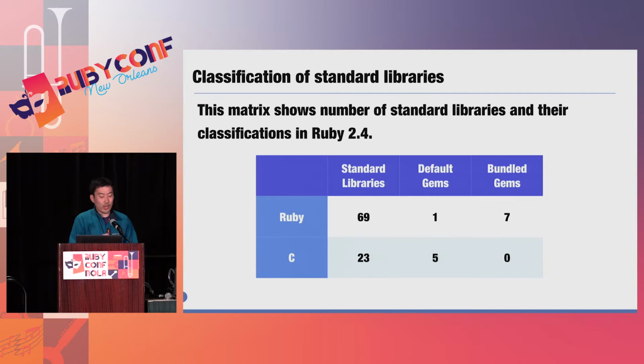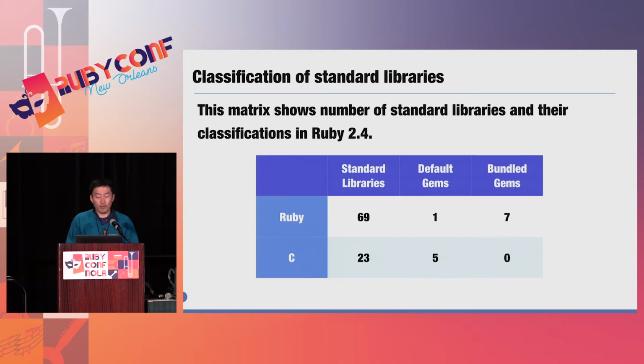As for the status of the current stable version, Ruby 2.4, we have over 80 libraries that are standard libraries. Default gems and bundled gems are only 13 libraries. So 80% of Ruby's libraries are standard libraries. The term standard libraries means all libraries, but it is also a subset. Standard library is not a good name, but this is what we call it today.